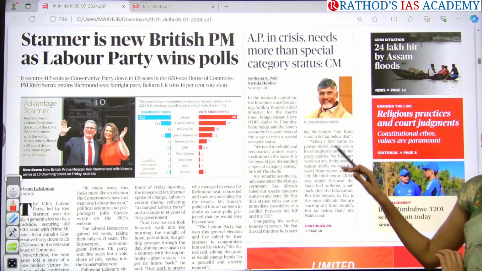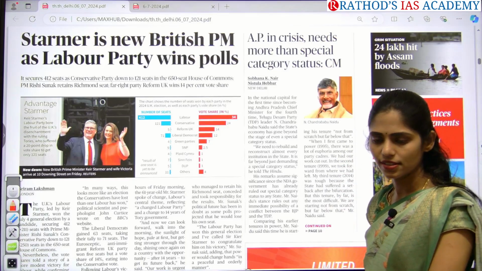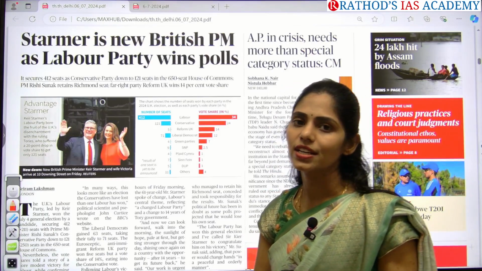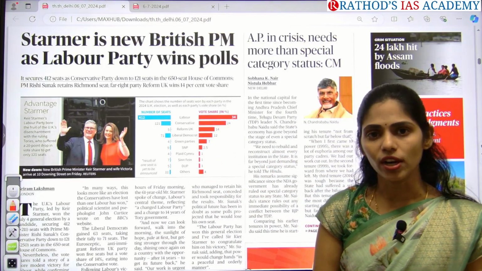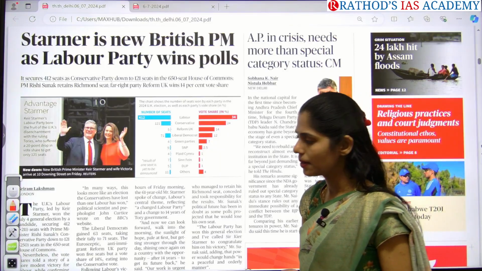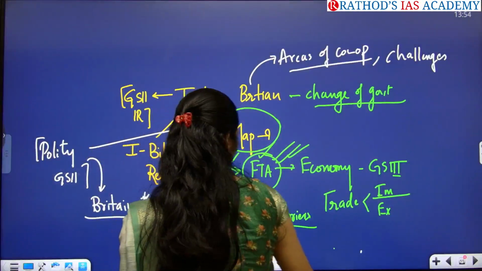The keyword here is special category status. Even in our constitution there is a concept of special category status, and there are some articles which talk about this, and you have to know about that. Let us see this article in detail.